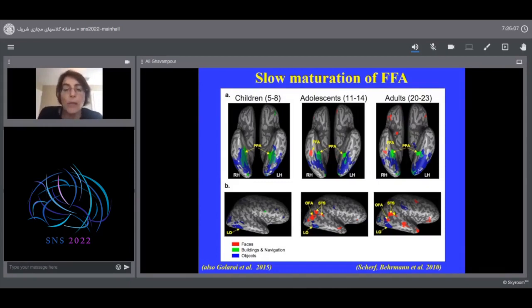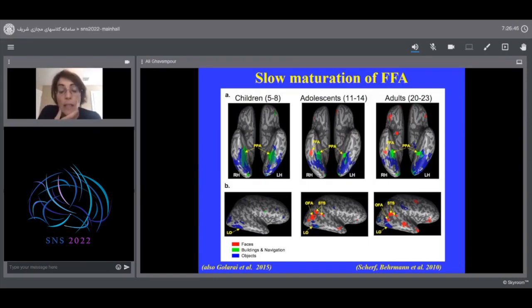Another commonality between face and word neural representations is that face recognition has a long developmental trajectory. So shown here, if we look at just the adults on the right-hand side, are findings from a study that I did a long time ago in my lab with Susie Schiff. I'd like you to attend to the fact that the fusiform face area in adults is primarily in the right hemisphere on the inferior surface. And if you look below at the lateral surface, you'll see that the right hemisphere has many sites of activation in red for faces.